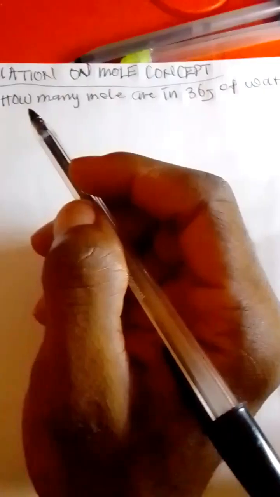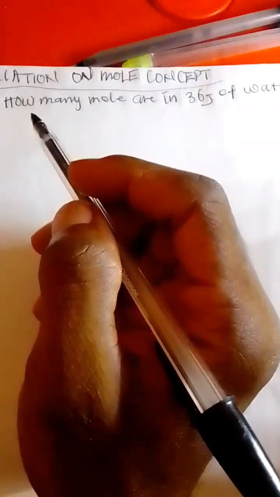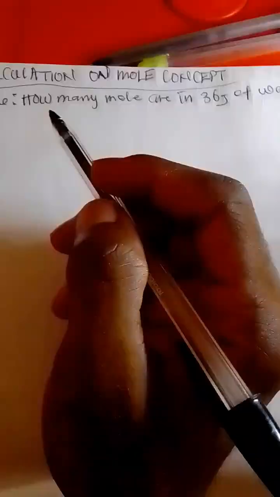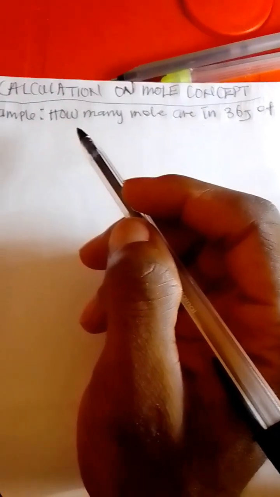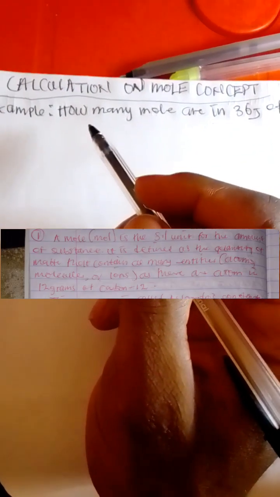So on today's video we are going to be talking about the mole concept. We are going to talk about the mole concept in chemistry. So first of all, what is a mole? A mole is the SI unit for the amount of a substance.